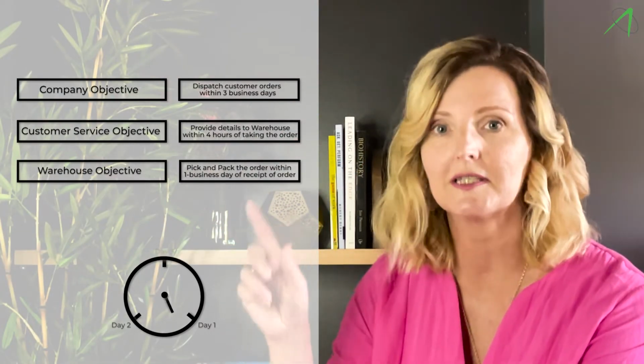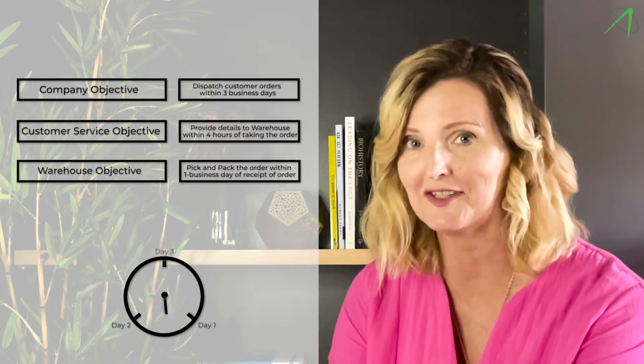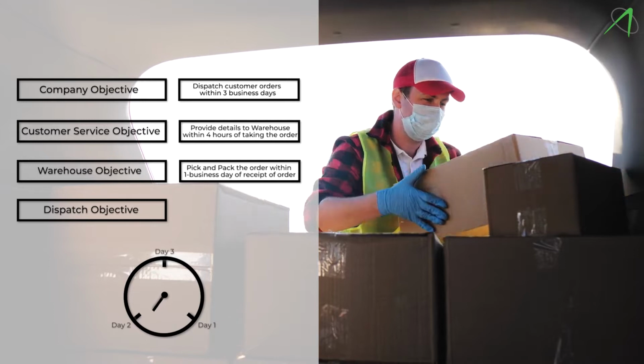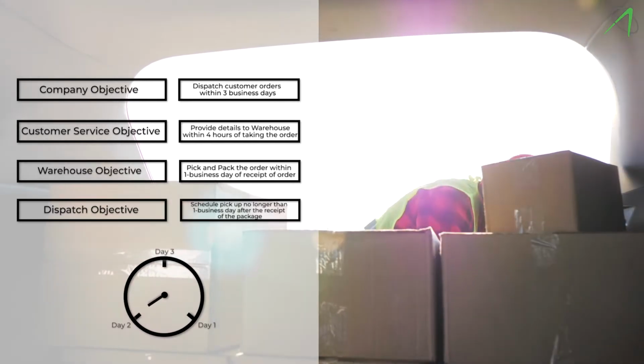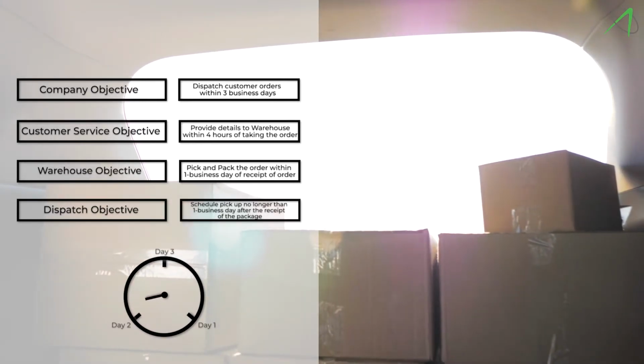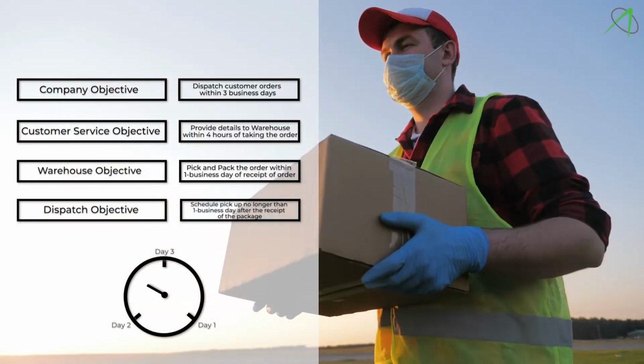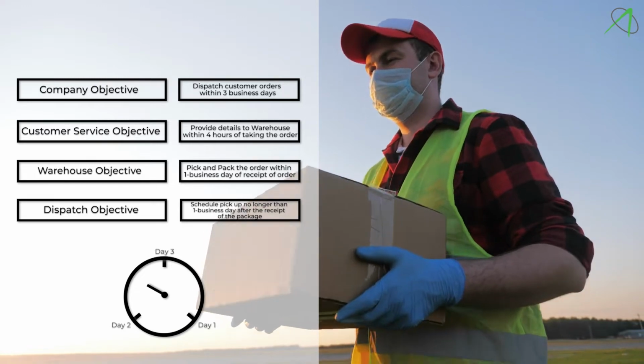So the clock is ticking now at 1.5 days. The dispatch team then would have an objective set to schedule pickup no longer than 1 business day after the receipt of the package. This takes us to 2.5 days, allowing half a day further just in case. There could even be objectives documented in the processes they follow so that it's clear at every step of every process what the timeframes are to meet these higher level objectives.